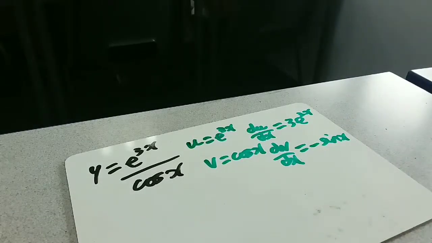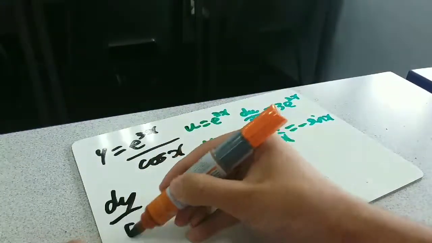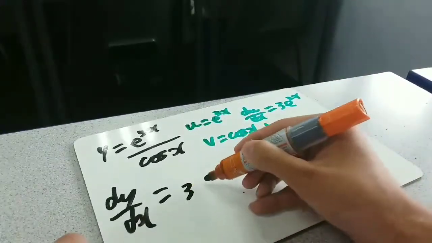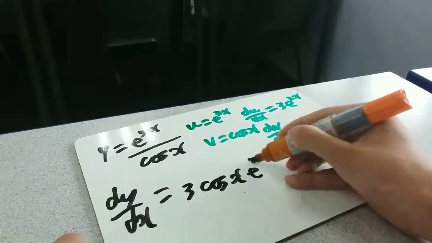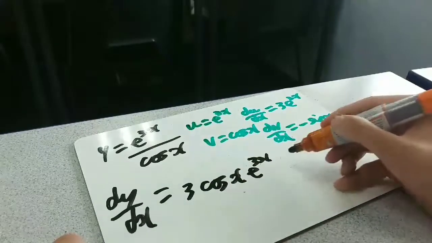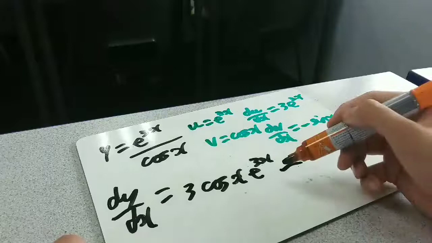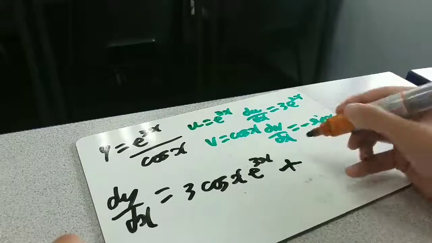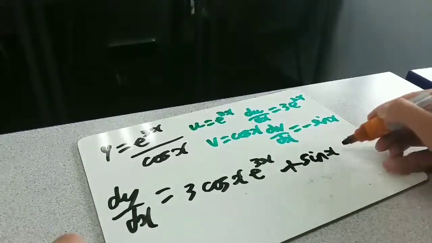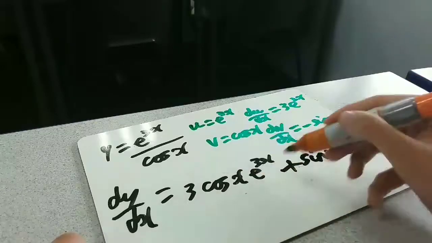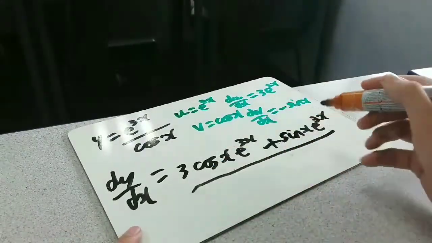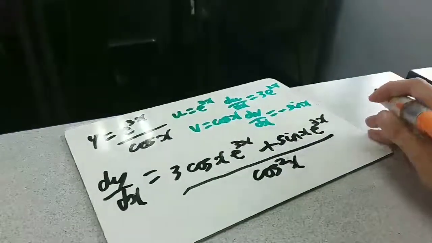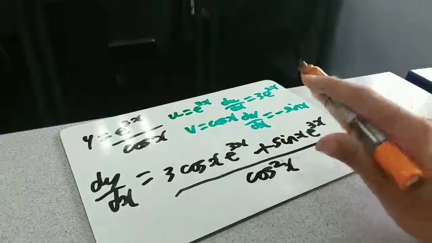And so putting it all together, dy dx equals v du dx, so 3 cos x e to the 3x, or whatever order you want to write that in, minus, that thing times that thing, was minus from the quotient rule, but we've got another minus around. So minus and a minus makes a plus, and we've got a sine x e to the 3x. If you wanted, there's some nice factorisation you can do on the top. On the bottom, we want v squared, so be cos squared of x. So again, you can do some simplification, but I'm going to leave it like that.